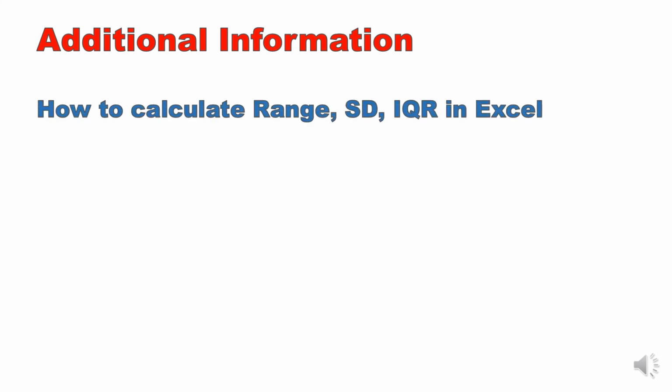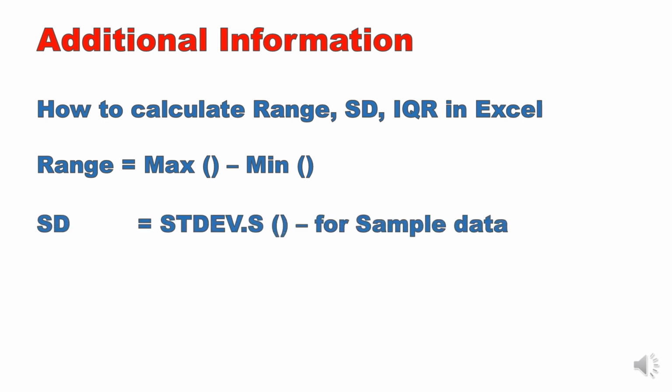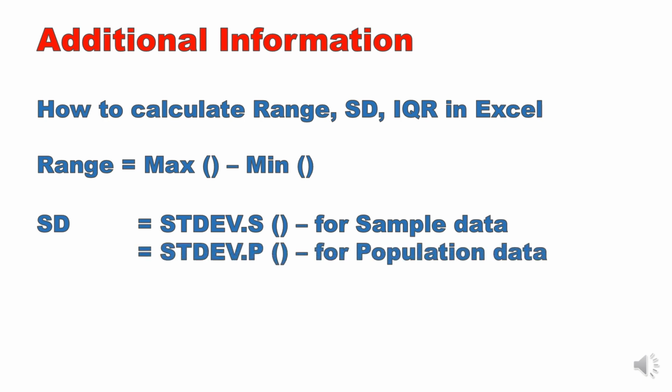Now some additional information. There's no need to do all these calculations manually. You can use Excel directly to find all three: range, standard deviation and IQR. Range is a very easy method; you can use the MAX function as well as the MIN function in Excel. For the standard deviation of sample data, you can use the STDEV.S function, and for population data you can use the STDEV.P function.